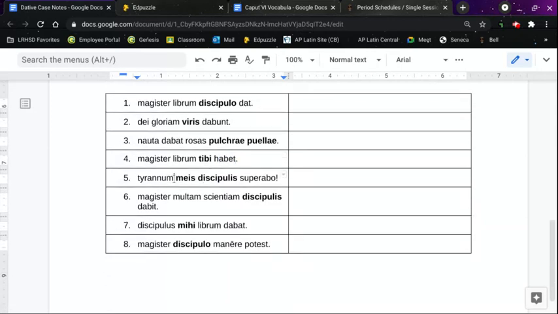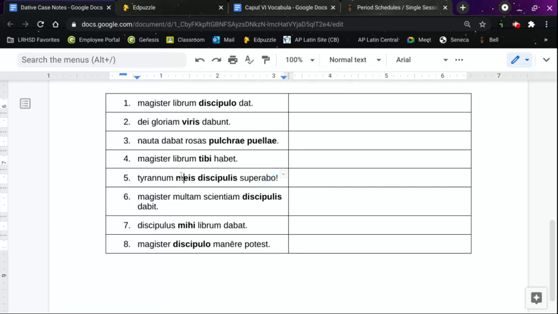Okay, number five. So the word tyrannus would be the subject form of it. So the um means it's the direct object. So we can't start with the tyrant in this sentence. So let's check our verb, and our verb ends in bo. All right, so that's the future tense. That chart goes bo, bis, bit, bimus, bitis, bunt. So superabo, I will defeat the tyrant.